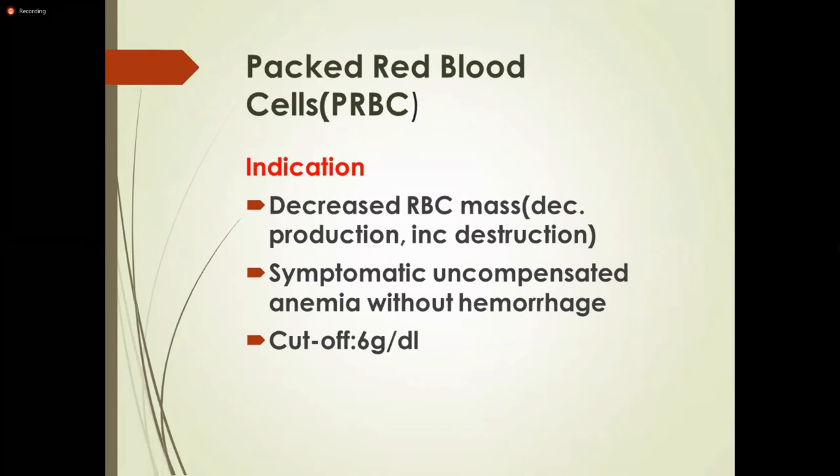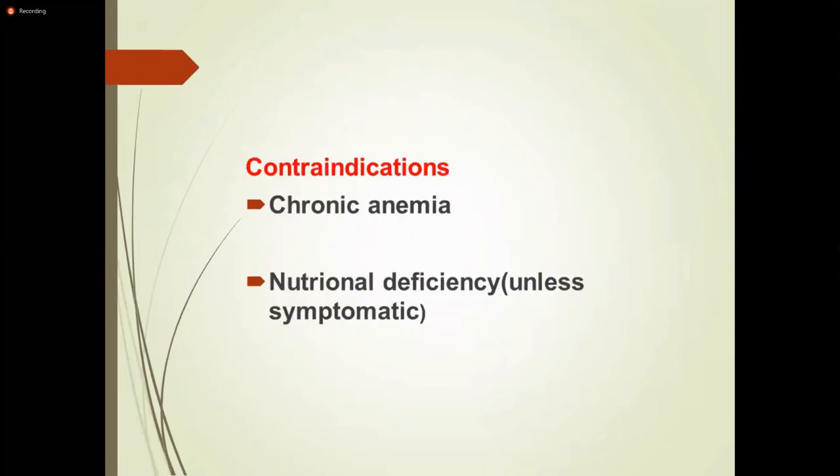For example, if it is due to iron deficiency, then you'll be giving iron. And if it is due to B12 or folate, you'll be giving whatever is indicated. Contraindication of the packed RBC is chronic anemia. I have mentioned already that chronic anemia is well compensated anemia. Patient is usually not symptomatic because there are so many compensatory mechanisms activated in the body. So chronic anemia does not require emergency transfusion of packed RBCs.